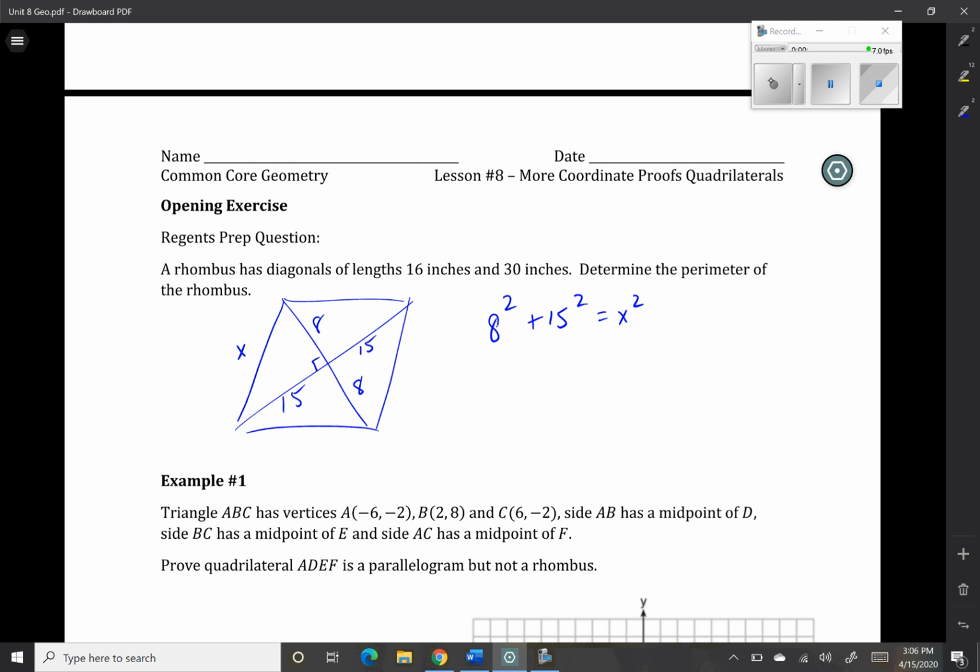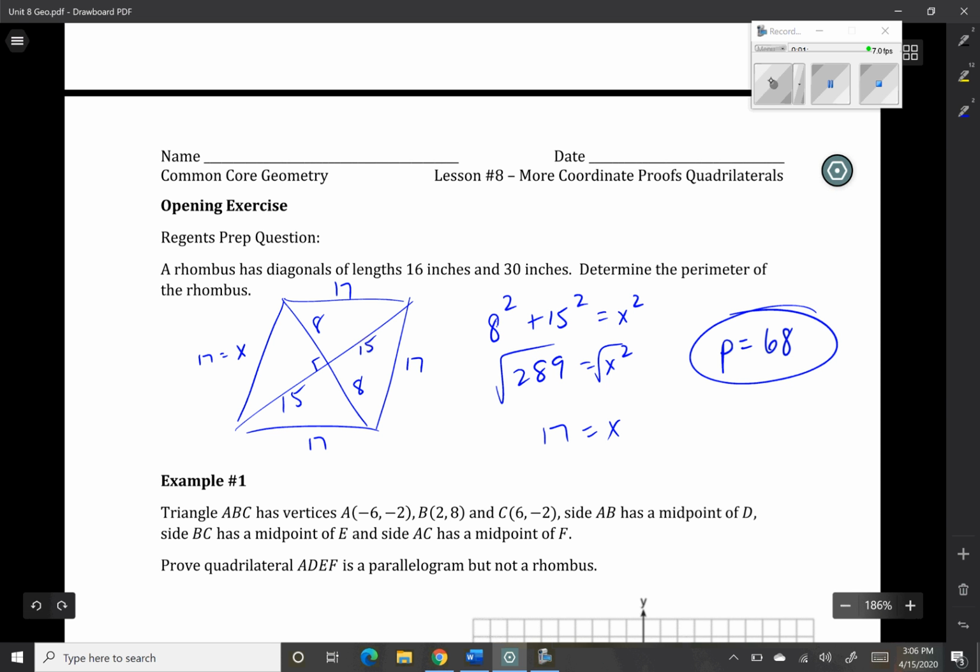So if I do 8 squared plus 15 squared, I get 289. Square root both sides, and I get 17 is equal to x. Well, that's the length of one side. I need to know the length of all of the sides, and since it's a rhombus, I know all the sides are the same, so the total perimeter of the shape is going to be whatever 17 times 4 is, so that's 68. Again, nothing really to do with what we're doing in class. It was more of a Regents prep question.